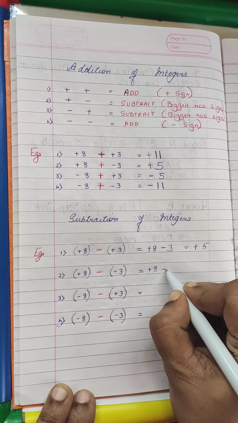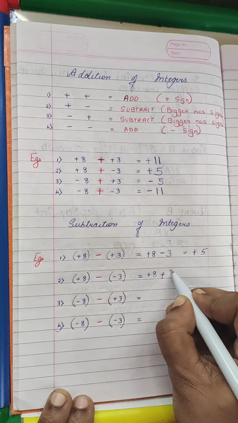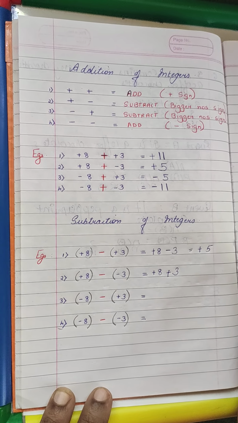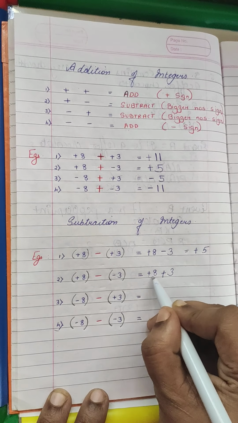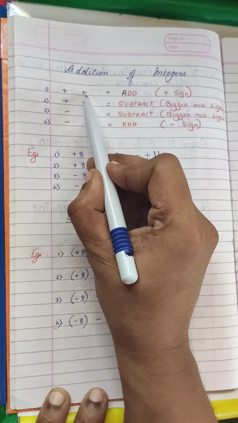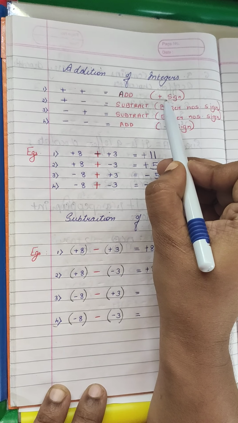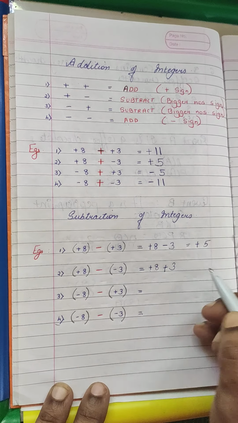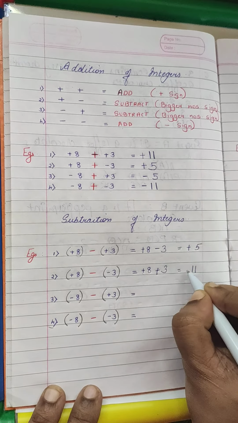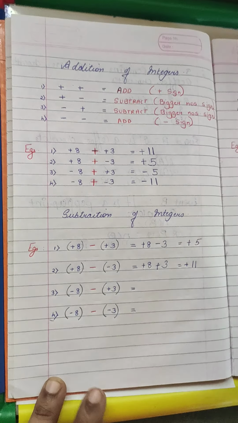Minus minus plus, write the number as it is, plus 3. Now, both the numbers are positive. When both the numbers are positive, you are going to add and put a positive sign. So, 8 plus 3 is 11, and put a positive sign here.